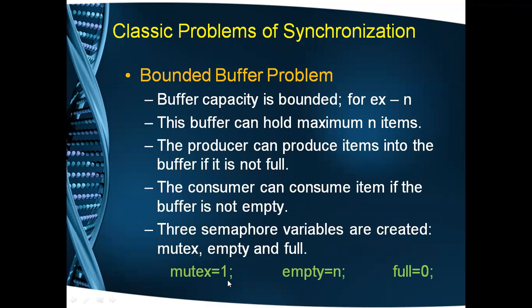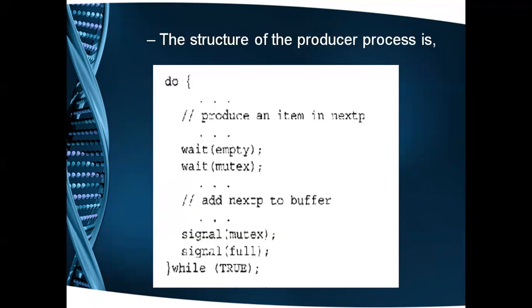We use three variables. Mutex is for mutual exclusion. That means at a time, either the producer or the consumer can access the buffer; both cannot access it at the same time. Then the variable empty is initialized with the value n, the capacity. At the start there are no items in the buffer, so empty is n. Full is another variable; since there are no items in the buffer at the beginning, full is equal to 0. These three variables are used for the solution of the bounded buffer problem.